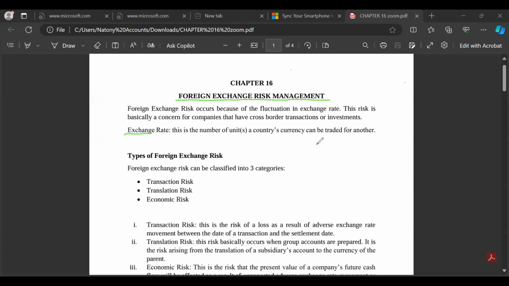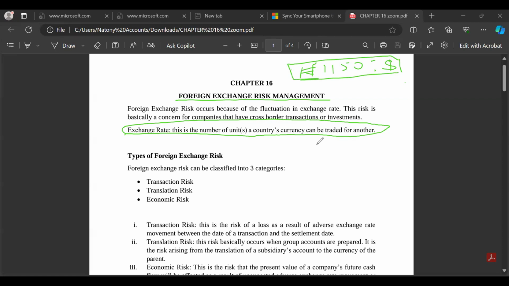Exchange rate is the number of one country's currency to another country's currency. That's the rate at which one country's currency is exchanged for or traded for another country's currency. Currently, the Nigerian naira is being traded at 1,150 to the USD. So this is the exchange rate as of today.